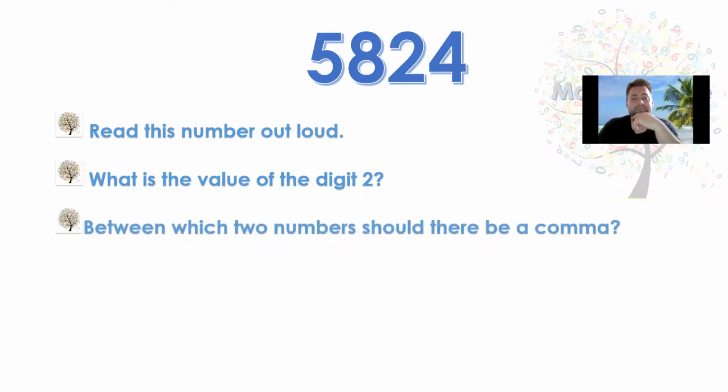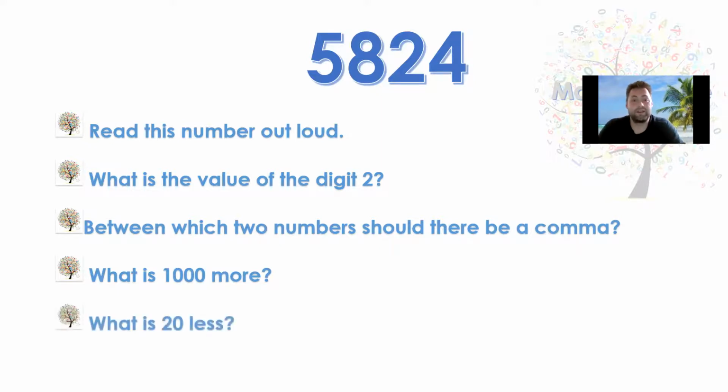Between which two numbers should there be a comma? Now, you may not know this, but we normally group numbers in hundreds, thousands, 10,000, millions. So we should have a comma between the 5 and the 8. What is 1,000 more? 1,000 more is 6,824. And what is 20 less?